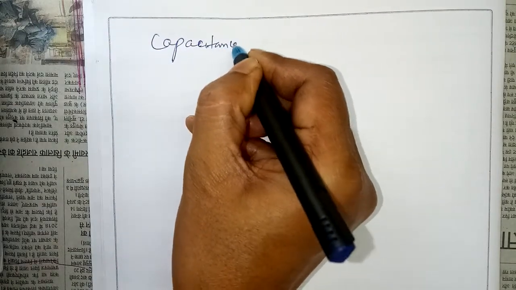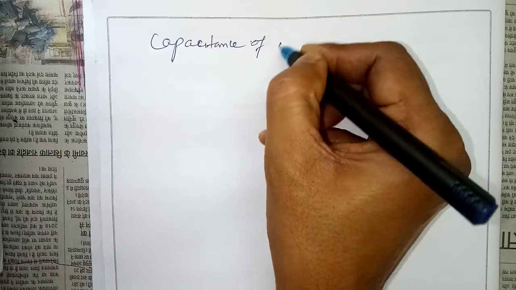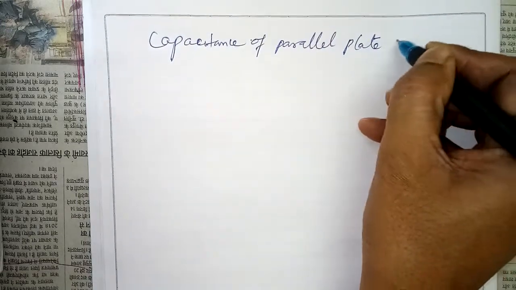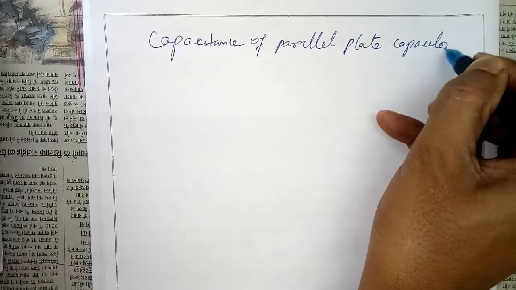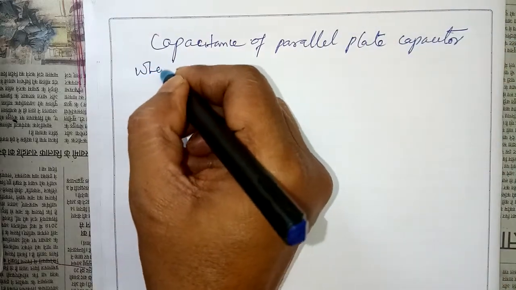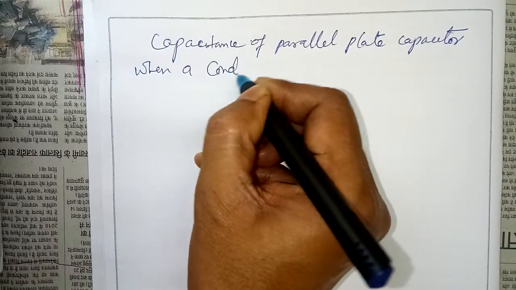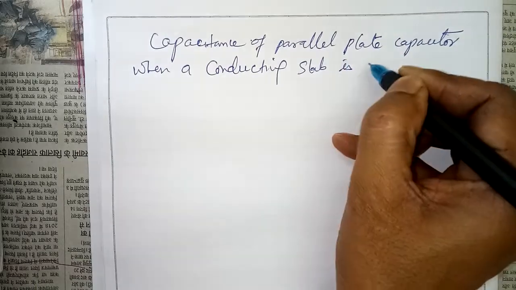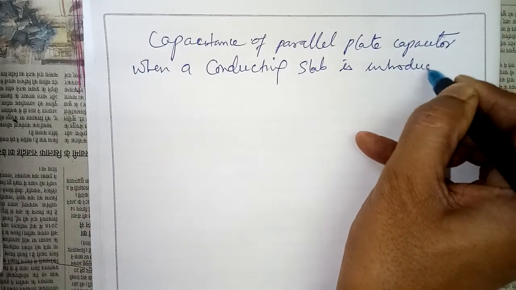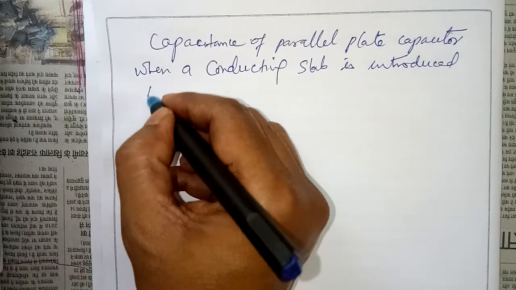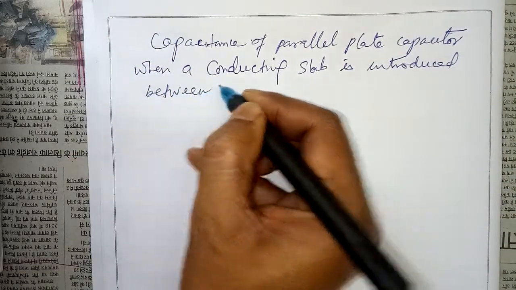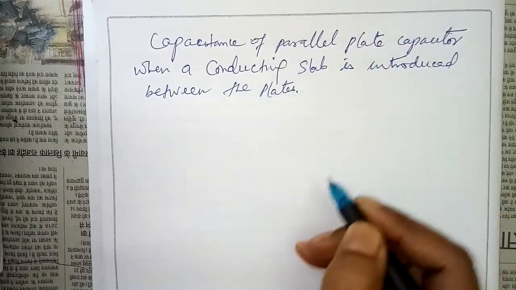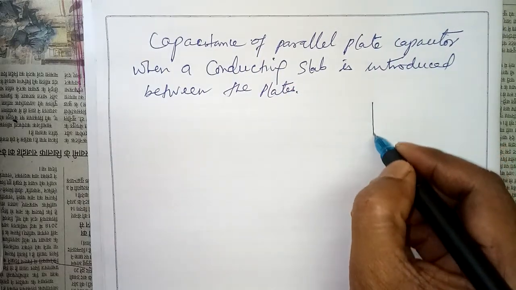Today we shall discuss the capacitance of a parallel plate capacitor when a conducting slab is introduced between the plates. For this we need to draw a very simple diagram.